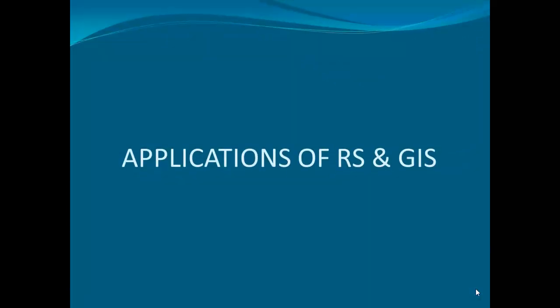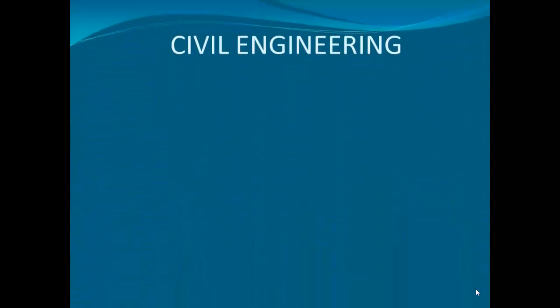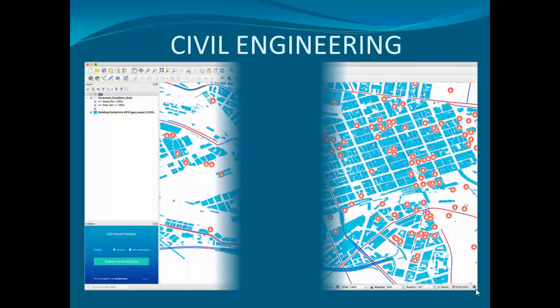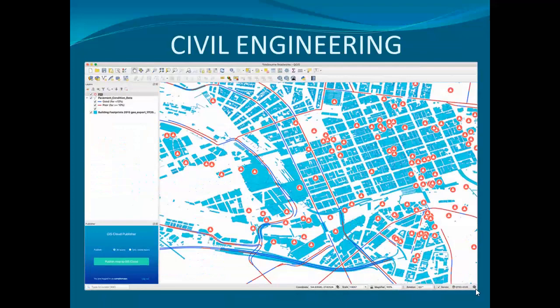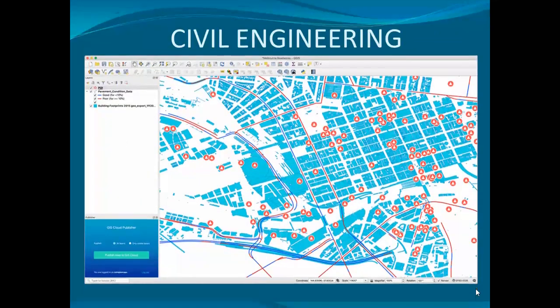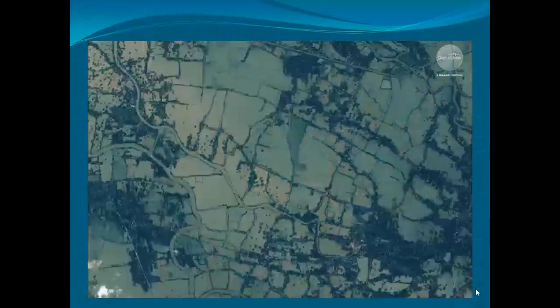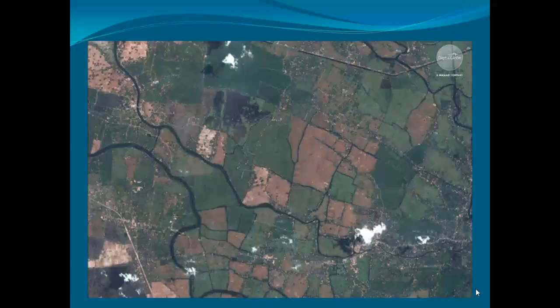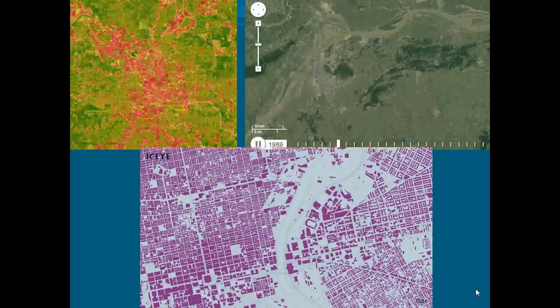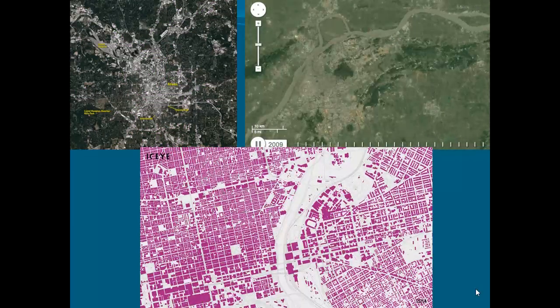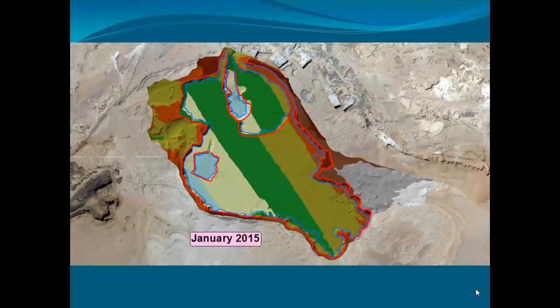What are the applications of remote sensing and GIS? If you consider civil engineering, we use it for transportation planning, flood mapping and disaster management, rural and urban development, surveying and mapping of the land.